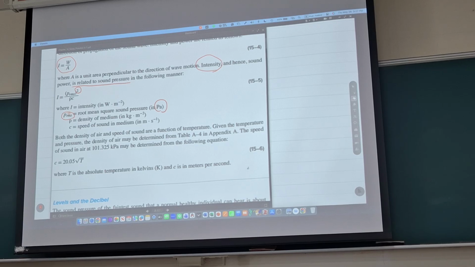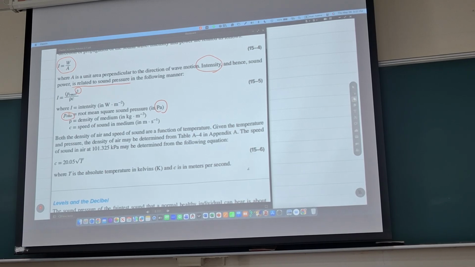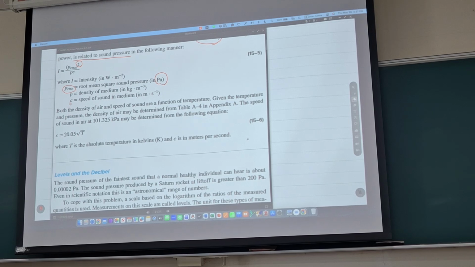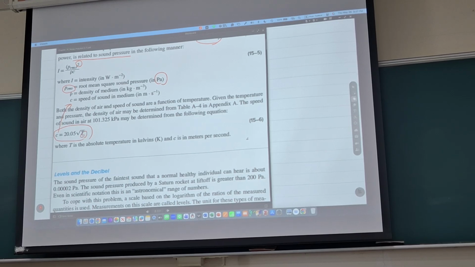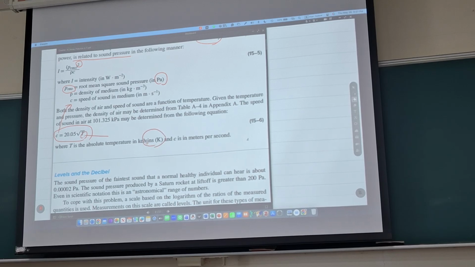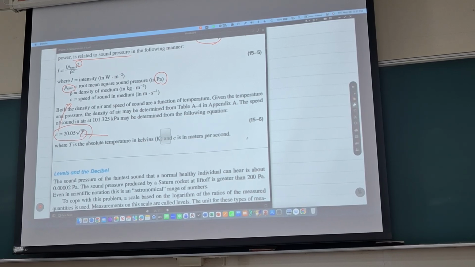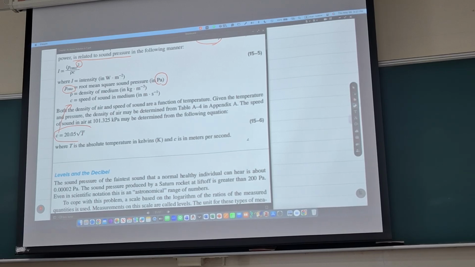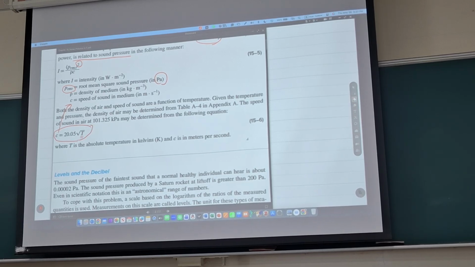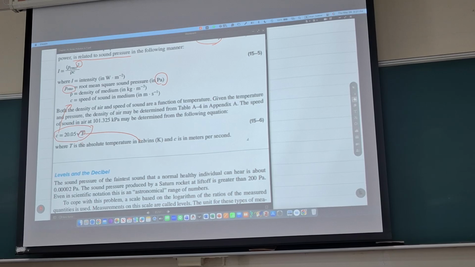And rho is the density of the medium, c is the speed of sound. And c can also be calculated by using this formula: 20.05 root of temperature. And the temperature must be in Kelvin, not Celsius.